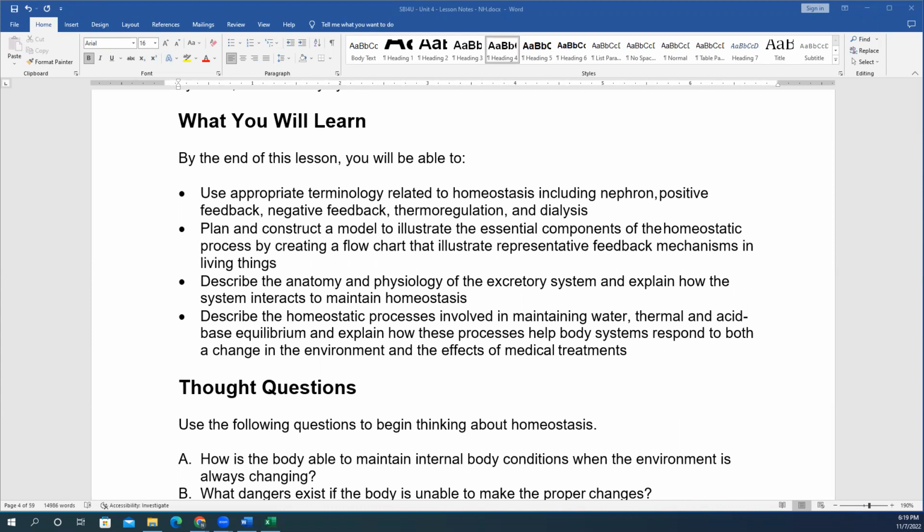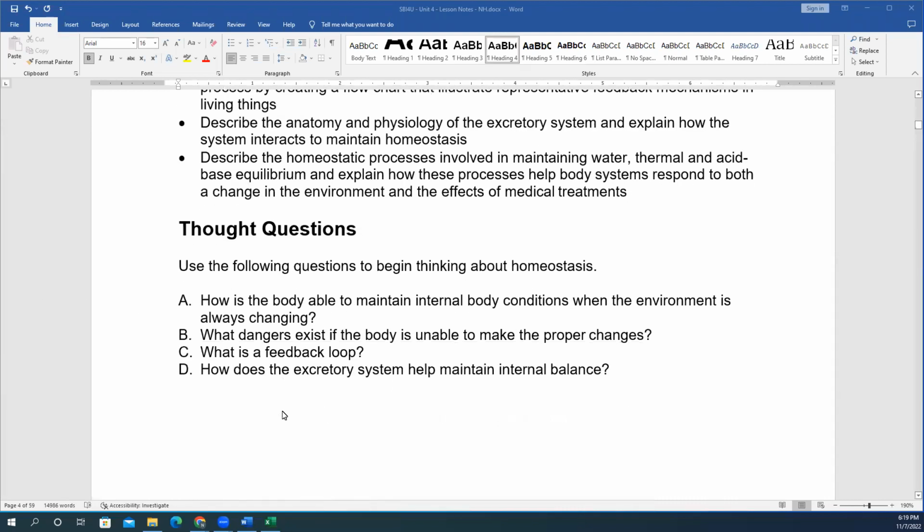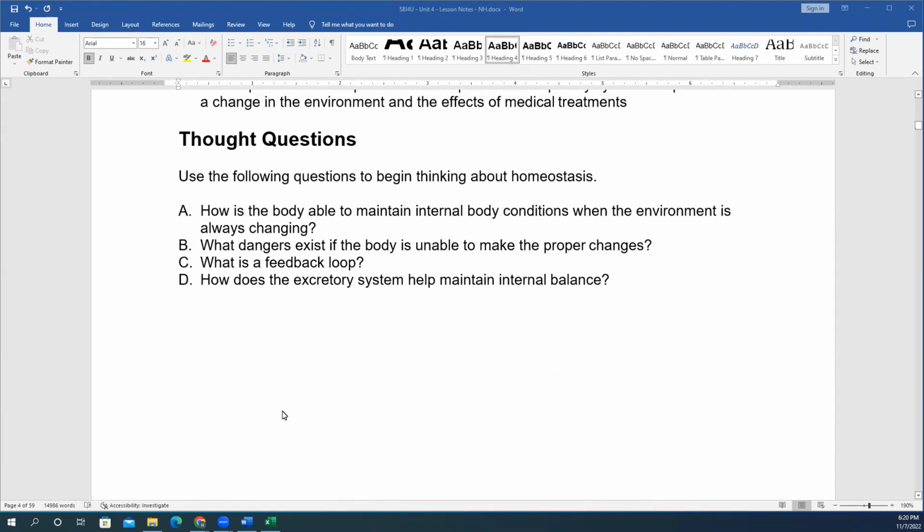Some of the questions that you can keep in mind as we are going through today's lesson are: how is the body able to maintain this internal body condition when the environment is constantly changing? And what are some of the dangers that exist if the body is not able to make the proper changes? What is a feedback loop? We're going to be talking about some examples of feedback loops, positive and negative feedback. And also, how the excretory system helps to maintain the internal balance of the body.